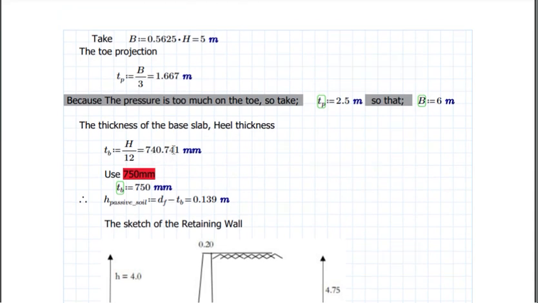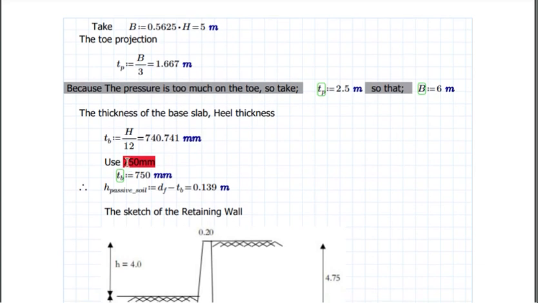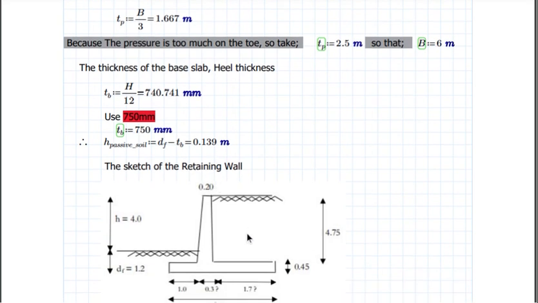So the thickness of the base slab would be h over 12. This translates that the depth, the thickness of the base, must not be less than 740.7. So you can use anything higher, which I chose to use 0.75 meters, which is 750 mm.